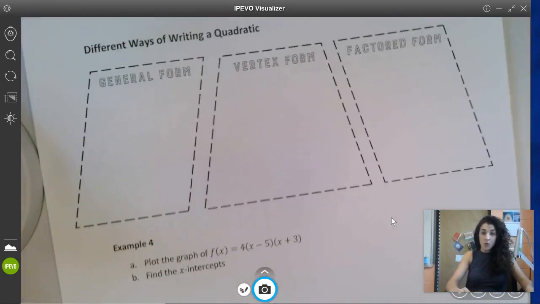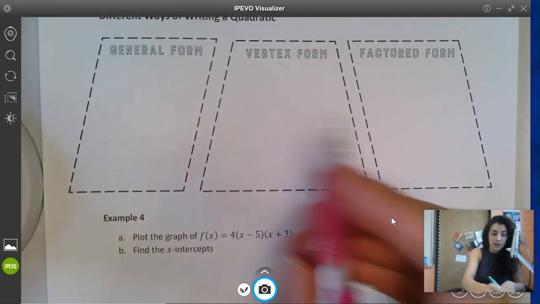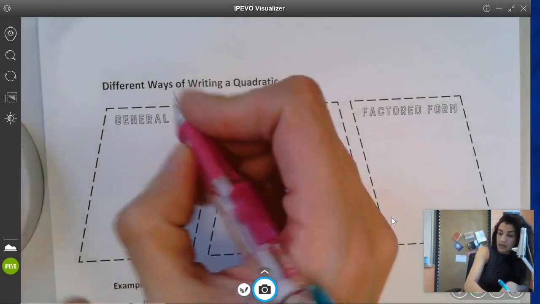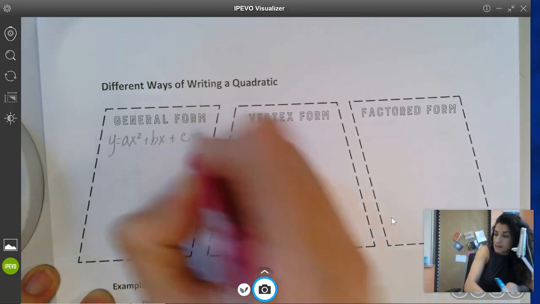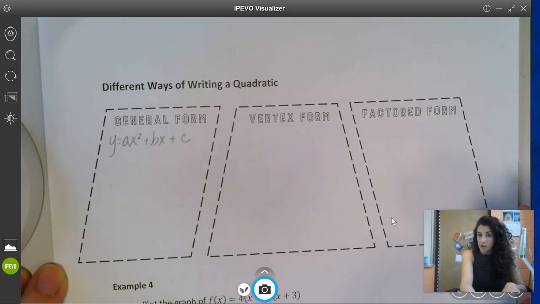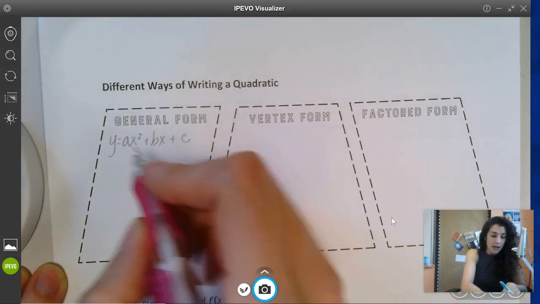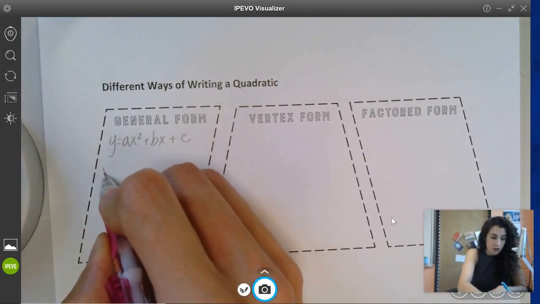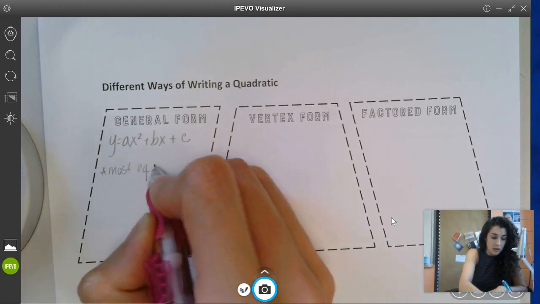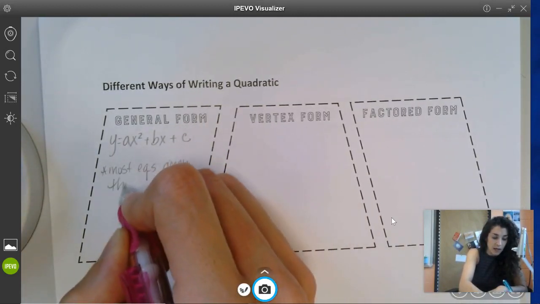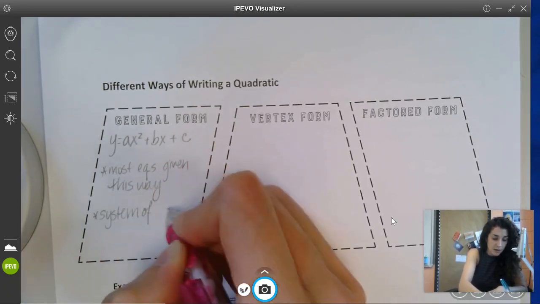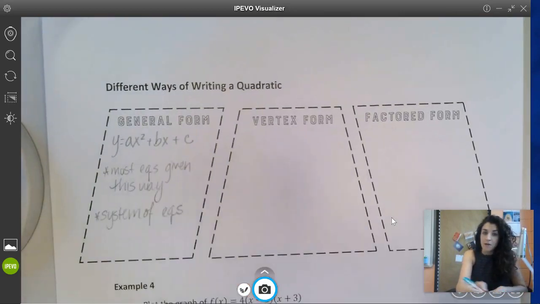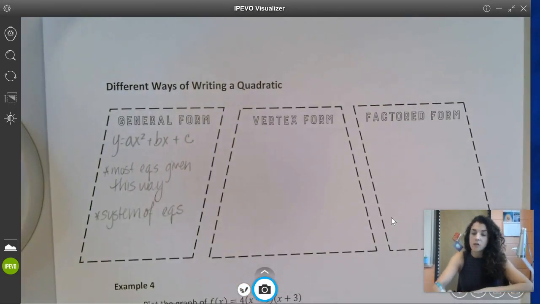First is the general form, which we've been talking about a lot so far already. Your general form is y equals ax squared plus bx plus c. Most of your equations are given this way, and it's typically the way that we use to make a system of equations. This is the form that you use in order to create systems of equations in order to solve for your parameters, A, B, and C, which is what we've been talking about a lot so far.